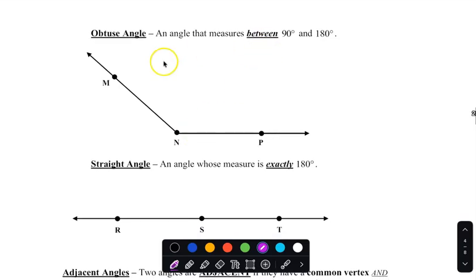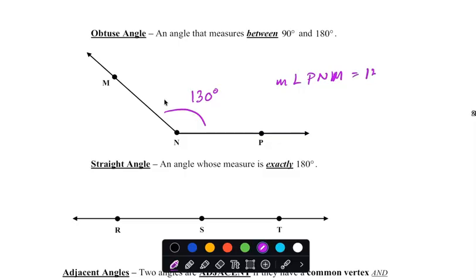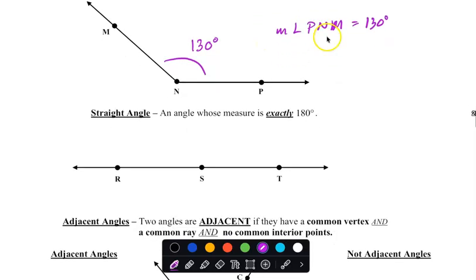An obtuse angle is an angle that's larger than 90, so it's bigger than 90 degrees. So we can make this an angle that's like 130. I could say the measure of angle PNM is 130. That'd be an obtuse angle. Any angle that's bigger than 90 but less than 180.